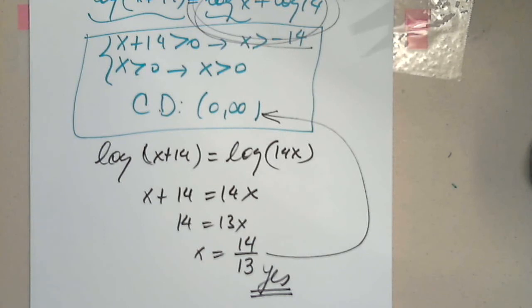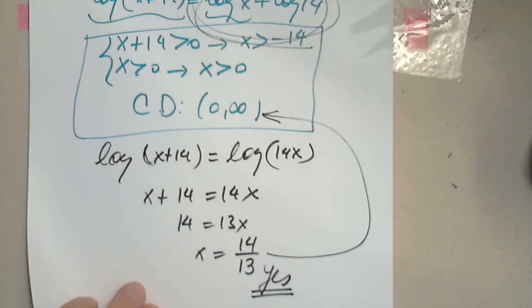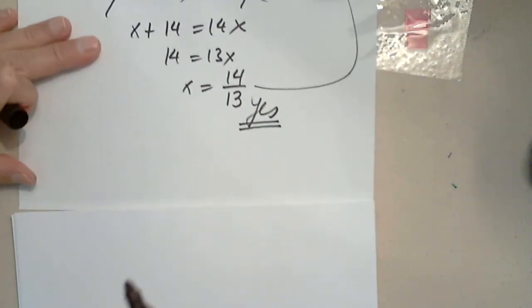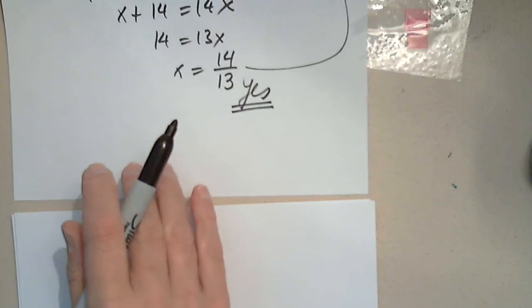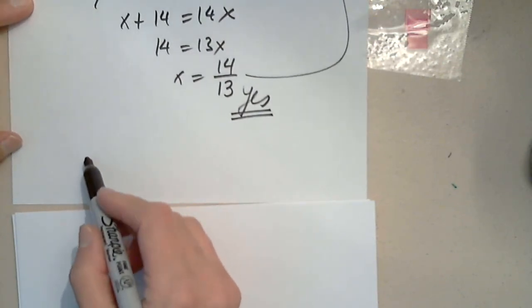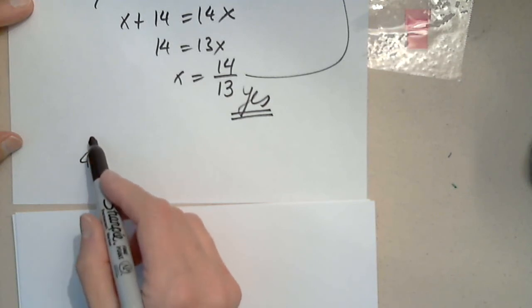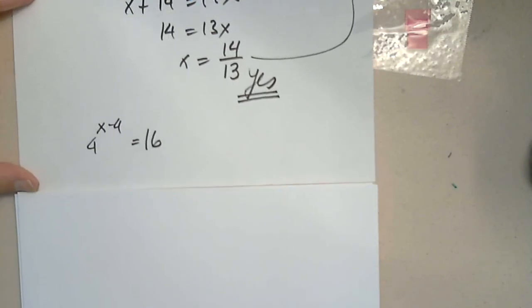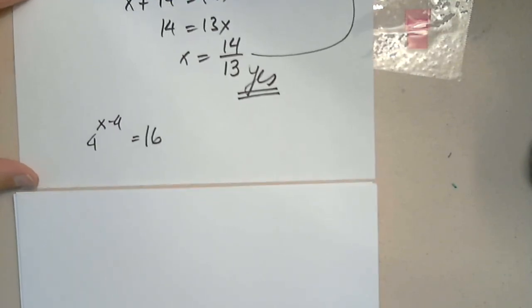I have one that involves using a graphing utility. It says to graph each side of the following equation in the same viewing rectangle, and use the x-coordinate of the intersection point to find the equation's solution set. The equation is 4 to the x minus 4 equals 16. And they want us to use a graphing calculator for this? They do. Okay, that's fine.